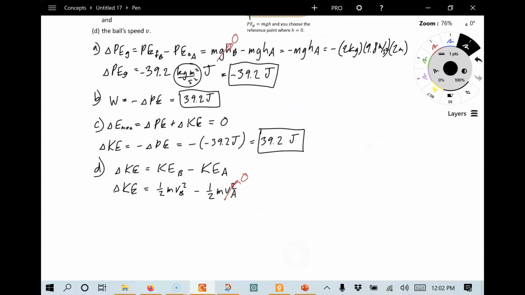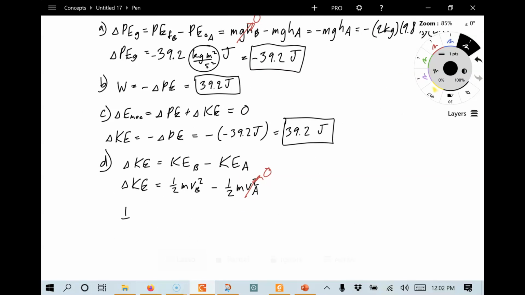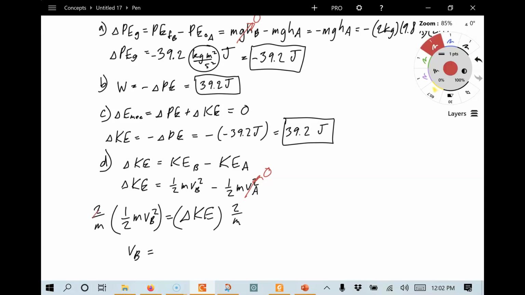I'm going to just flip the directions of the speed here. So I'm going to have 1/2 m VB squared is equal to delta KE. Now we know all the data, we can solve for VB. So let's go ahead and do it. VB is going to be equal to, let's see, multiply by 2, divide by m on both sides. We're going to get some cancellation here, and I'm going to have to do a square root of that term. So I'm going to end up with the square root of 2 delta KE over m.